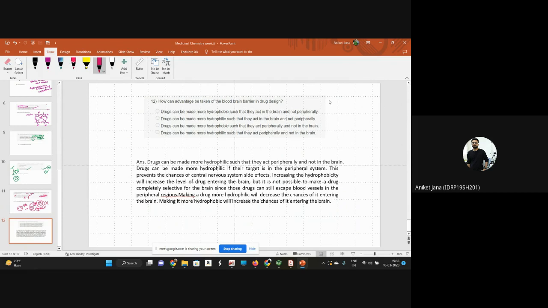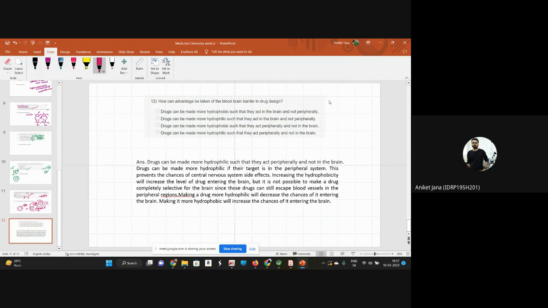Okay, so drugs can be made more hydrophilic such that they act in the periphery and not in the brain. Drugs can be made more hydrophilic if their target is in the peripheral system. This prevents the chances of central nervous system side effects. Increasing the hydrophobicity will increase the level of the drug entering the brain, but it is not possible to make a drug completely selective for the brain since those drugs can still escape blood vessels in the peripheral regions. Making a drug more hydrophilic will decrease the chances of it entering the brain. Making it more hydrophobic will increase the chances of entering the brain.